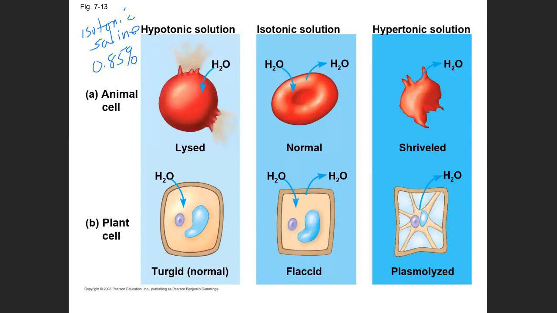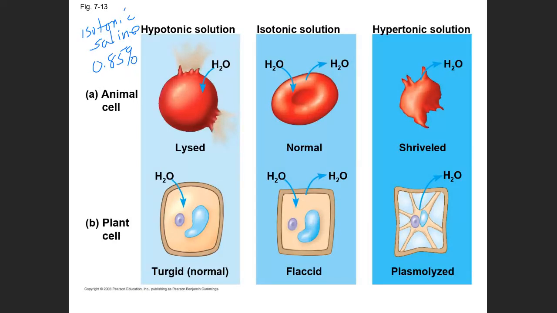Now, when it comes to animal cells or plant cells, the situation is a little bit different. Plant cells actually like a hypotonic environment. When you water your plants, you water them with pure water, right? You don't water them with salt water because that will kill them. And so we need the pure water.